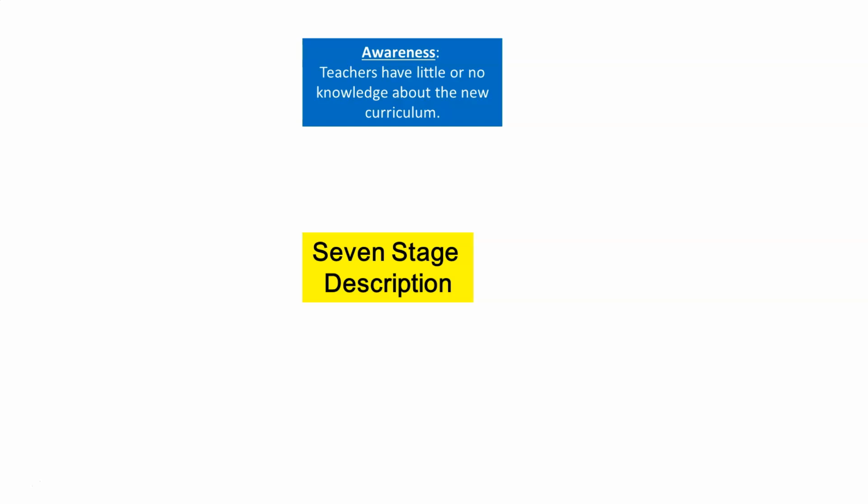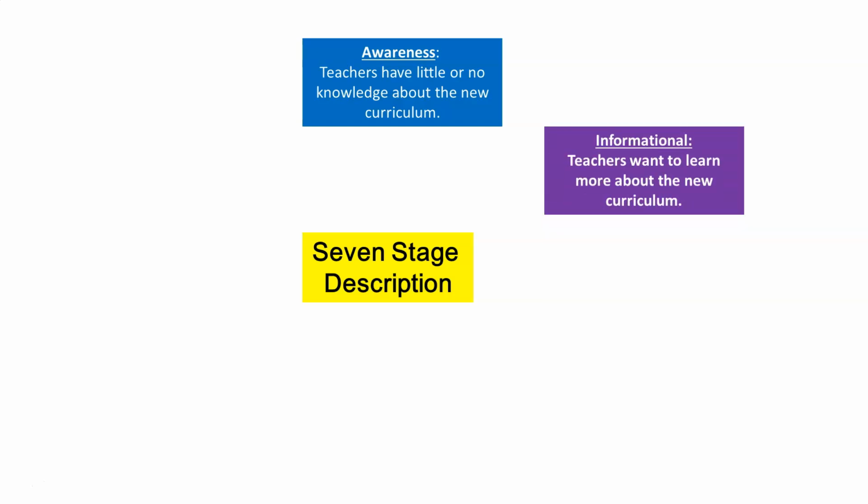2. Informational. At this stage, teachers want to learn more about the new curriculum. They seek factual information about its nature, purpose, and requirements. They may also compare it with their current practices and beliefs. They may have questions or doubts about the feasibility or suitability of the new curriculum.